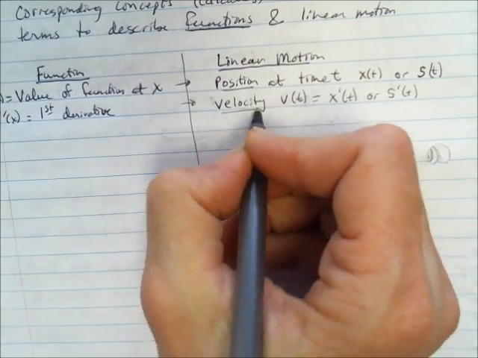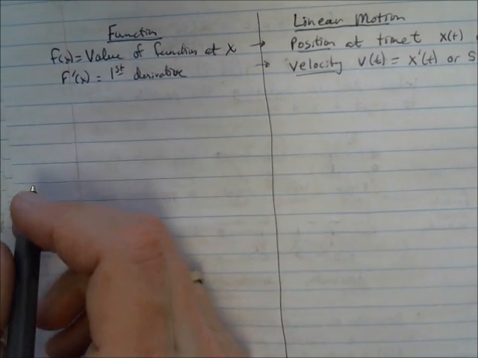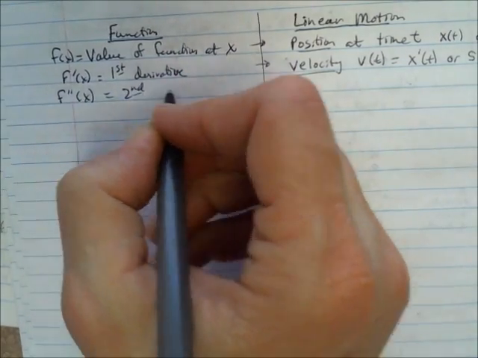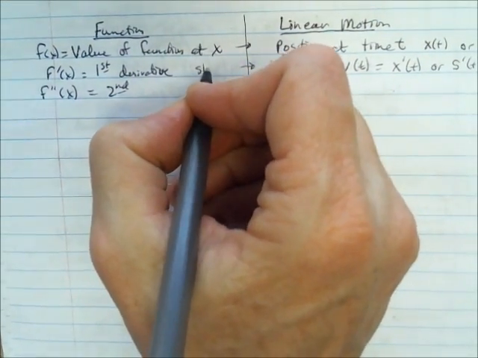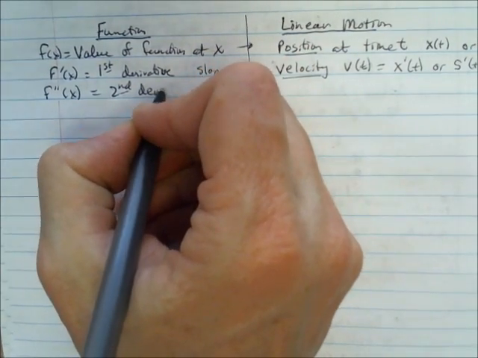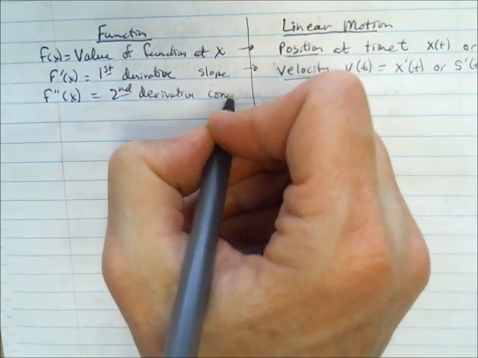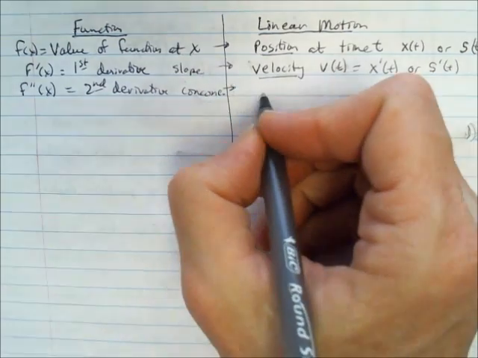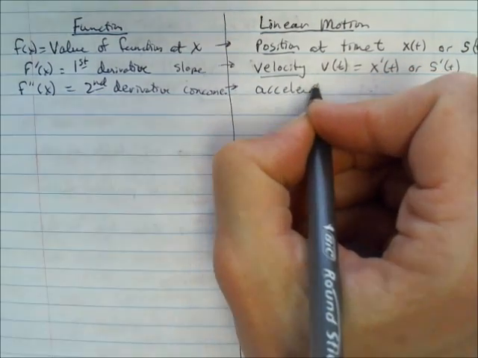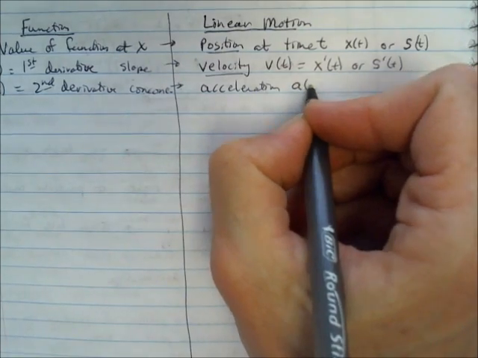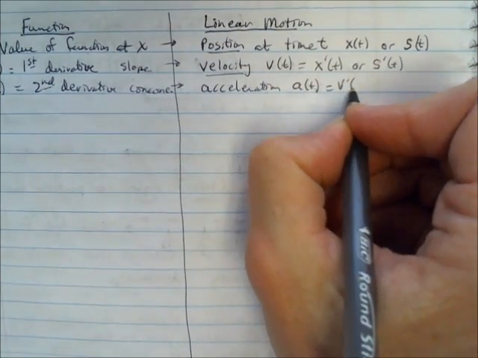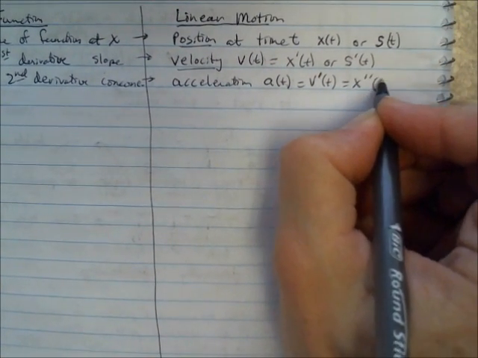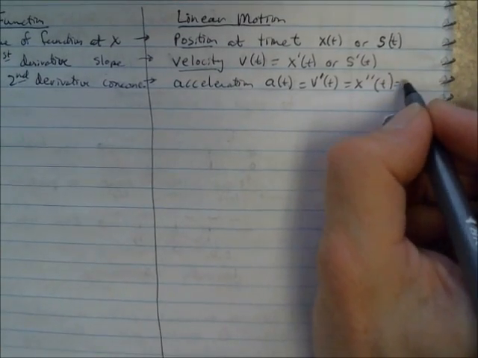So position, velocity means the original function or the first derivative, and then we have a second derivative, f double prime of x, and that talks about concavity. First derivative is the slope, second derivative is the concavity if you're talking about a function. But the second derivative in linear motion is acceleration. Acceleration is a of t, which equals v prime of t, the first derivative of the velocity function, which equals the second derivative of the position function, or s double prime of t.